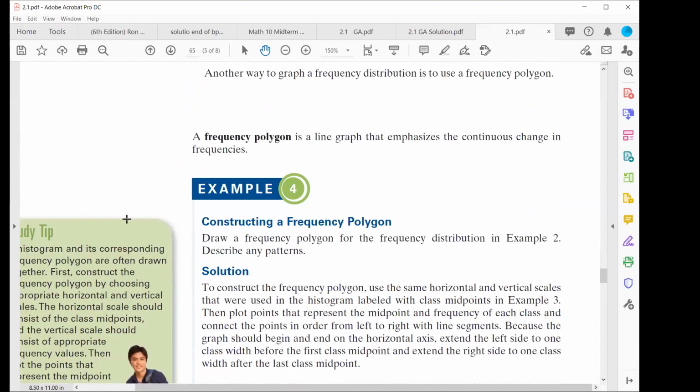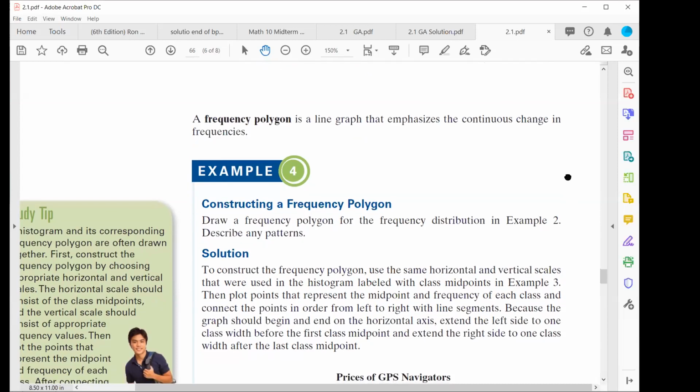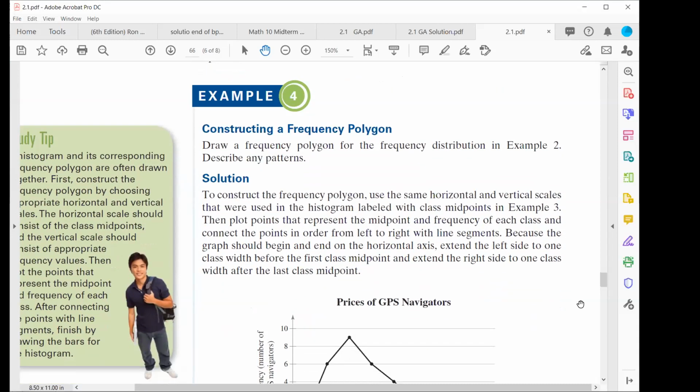Perfect. So we have different types of graphs. One of them is called frequency polygon. Let us ask group 5 to read the frequency polygon for the class. Group 6, please read frequency polygon for the class. A frequency polygon is a line graph that emphasizes the continuous change in frequencies. Please read example 4. Constructing a frequency polygon. Draw a frequency polygon for the frequency distribution in example 2. Describe any patterns.